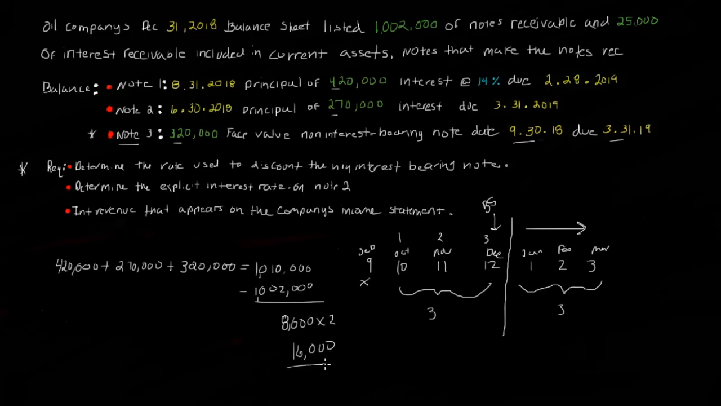We're still not done yet because this is not a rate. This is just a value. So to get the rate, we're going to divide that into $320,000. And we should get a value of 5%.